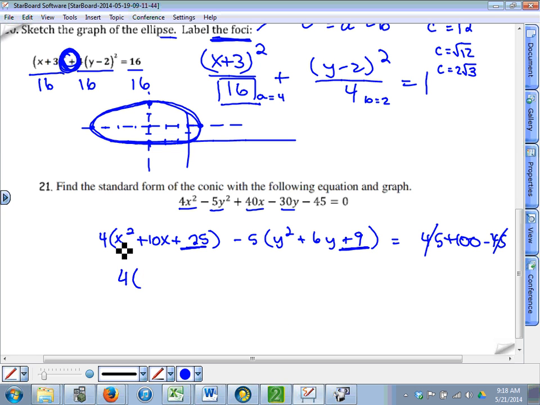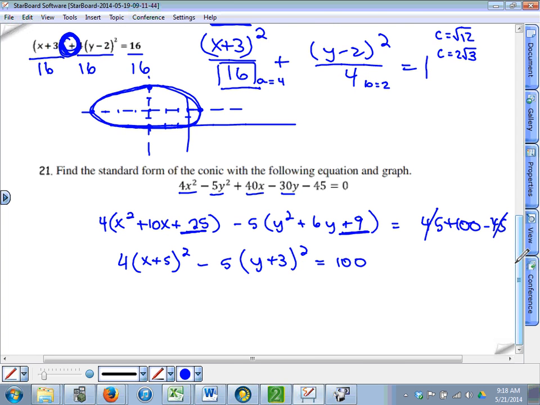So we have 4, and then x squared plus 10x plus 25 factors into (x plus 5) quantity squared. And then y squared plus 6y plus 9 factors into (y plus 3) quantity squared. That equals 100. Now we divide by this number. Divide by 100. So we're going to get (x plus 5) squared over 25.